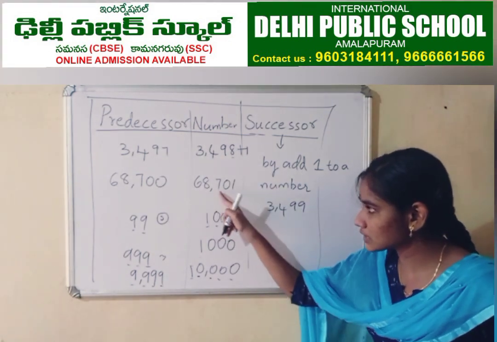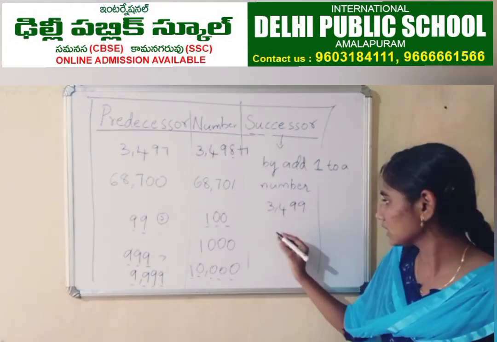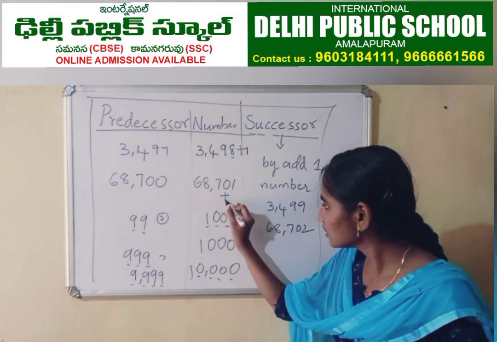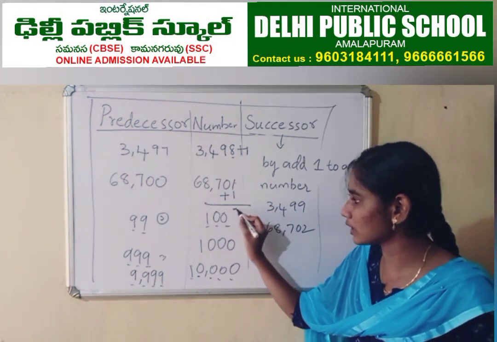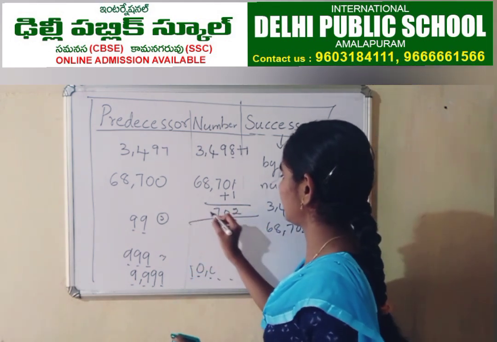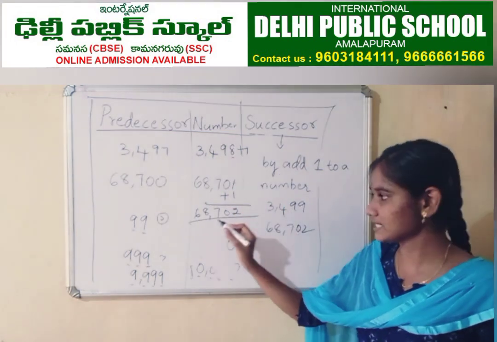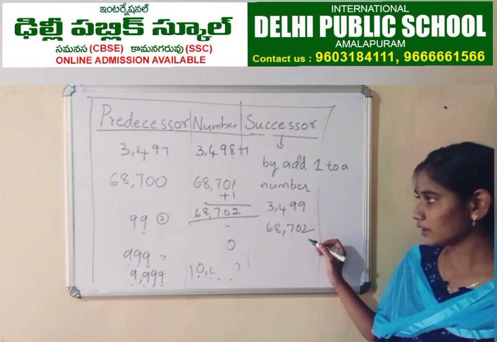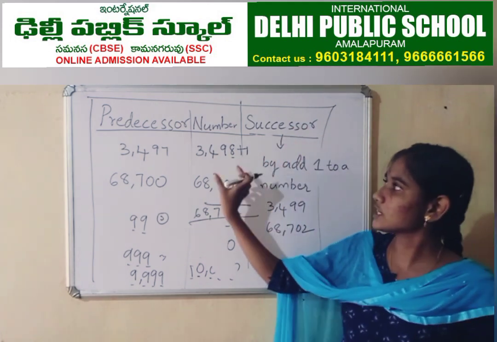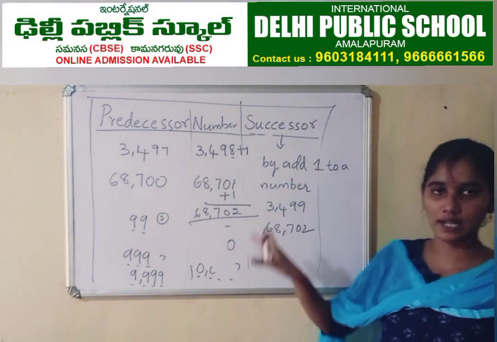So 68,701. What is the successor for 68,701? 68,702. How do we get this? By adding 1. 1 plus 1 is 2. So 68,701 plus 1 is 68,702. Right? So the definition of successor is: the successor of a number we get by adding 1 to that number.